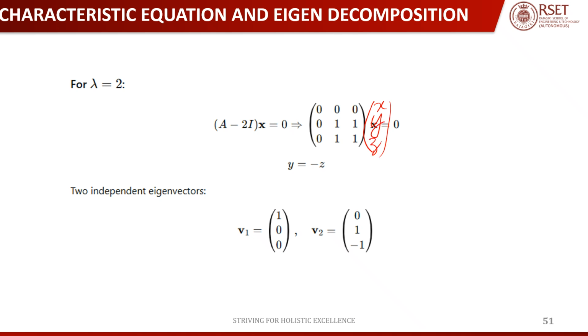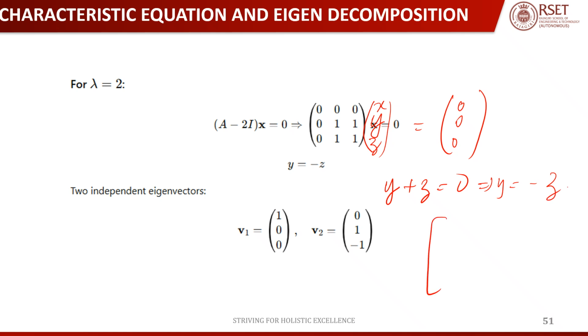When multiplying both matrices, the first will be 0 plus 0 plus 0 equal to 0. Let me make it more clear. So this matrix times (x, y, z) is equal to (0, 0, 0). On multiplying, we have 0 into x plus y plus z equal to 0. In both the cases, we have the same result. So this implies y is equal to minus z, which means we have x, minus z, and z.